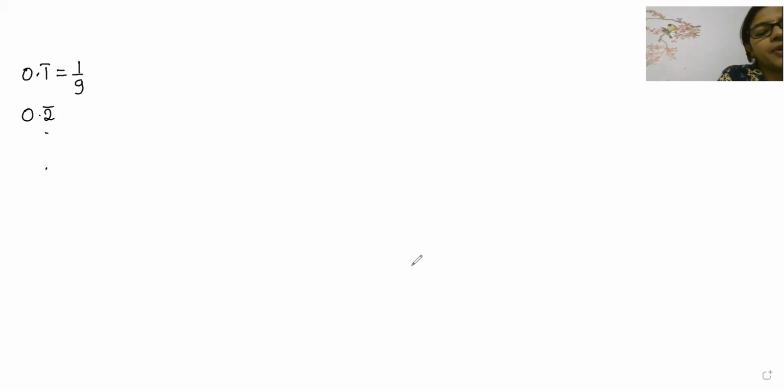Now look here, beta, 0.2 bar is there. Then what will be the answer? Again, the same process we will do. We will write: let 0.2 bar be equal to x.